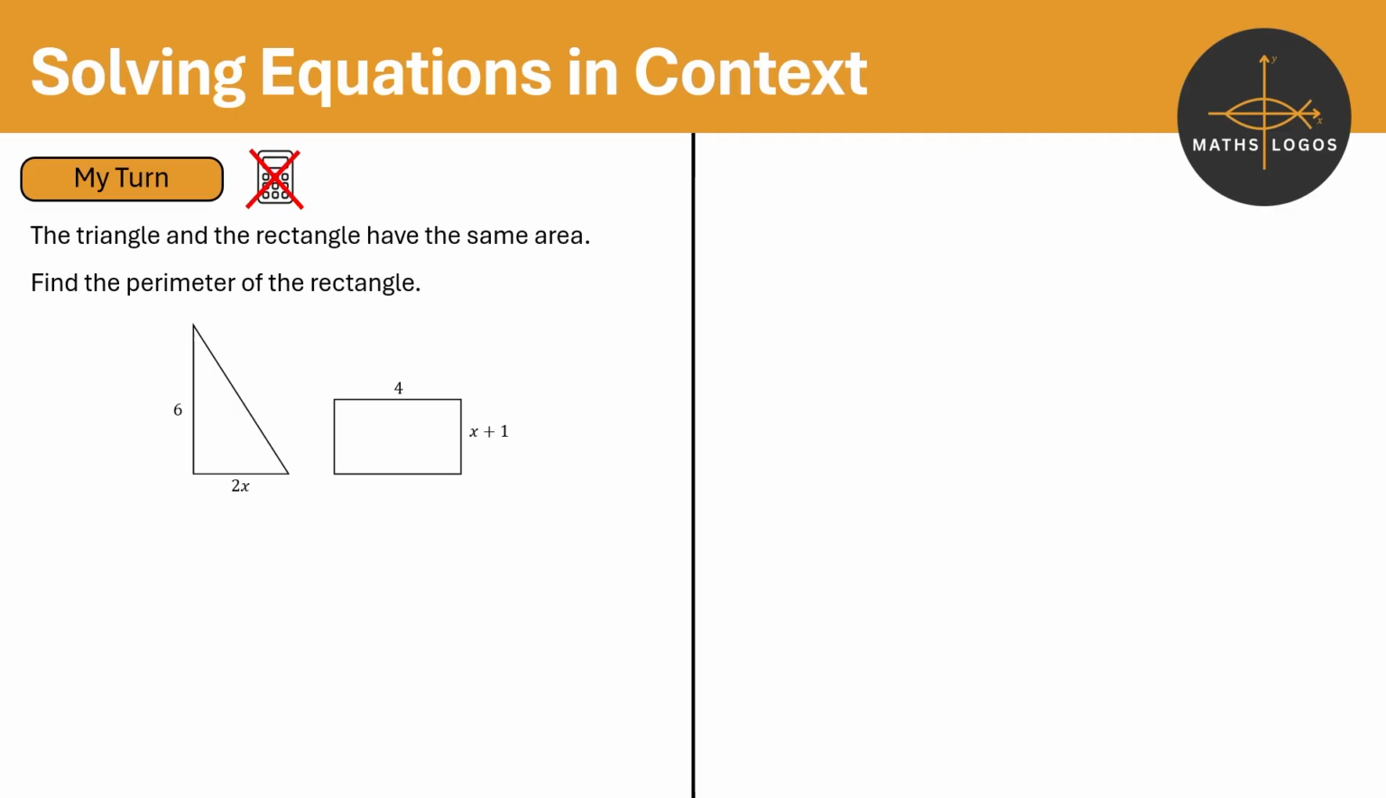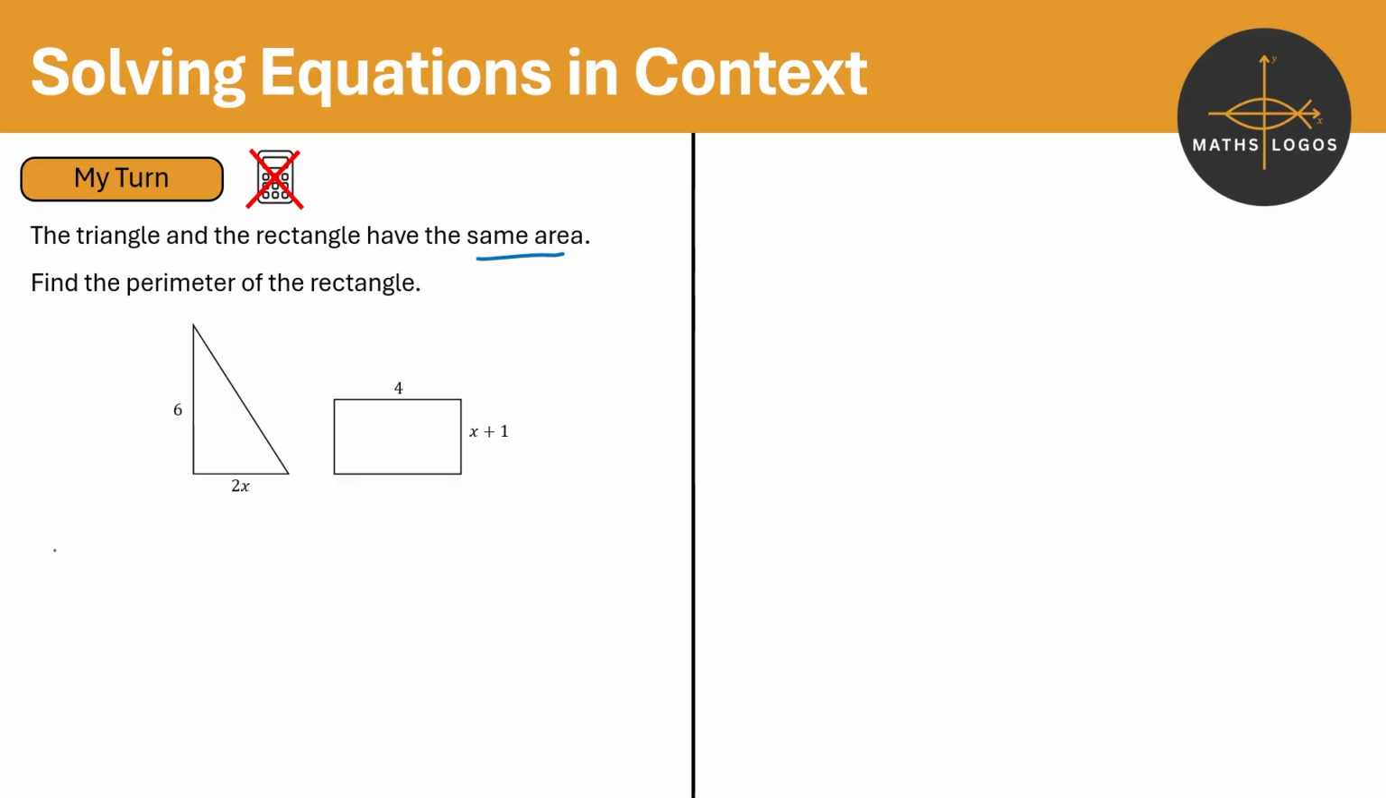Our last example involves shapes. We're going to deal with perimeter and area. Let's have a look. The triangle and the rectangle have the same area. Find the perimeter of the rectangle. What I'd recommend is go through it sentence by sentence and try and pick out information. The triangle and the rectangle have the same area.